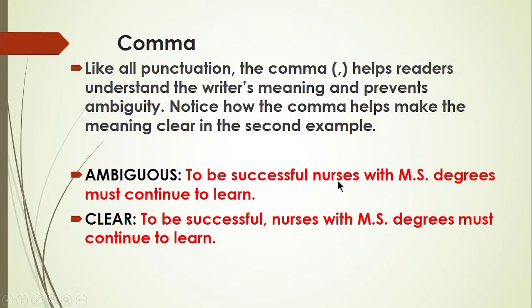To be successful, nurses with MS degrees must continue to learn. Now there is ambiguity whether it means to be successful nurses or whether it means to be successful nurses with MS degrees. Here the clear example shows: to be successful, comma, nurses with MS degrees must continue to learn. Now the meaning is clear that if you want to be successful, or if the nurses want to be successful, so those nurses with MS degrees must continue to learn. Now the meaning is clear.